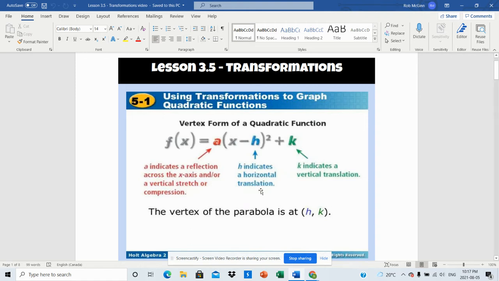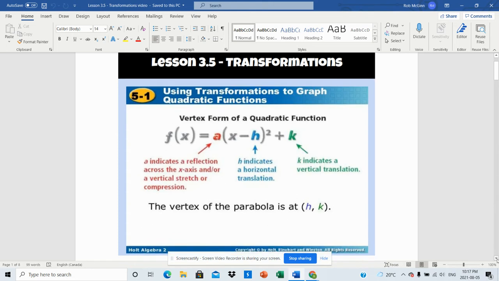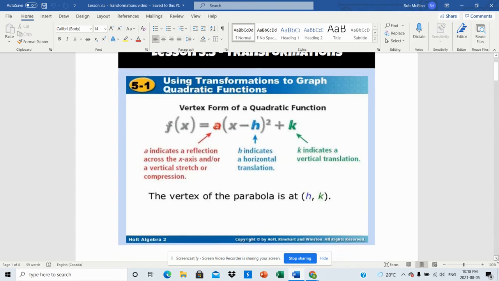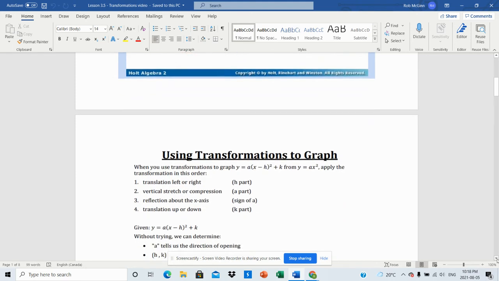H just is going to move our parabola left or right, a horizontal translation. And finally, k is going to indicate a vertical translation, moving our parabola up and down. And of course, remember the vertex of the parabola is at (h, k). So if you saw the video in Desmos, you already have an idea of what that does. So let's explore this a little bit more.